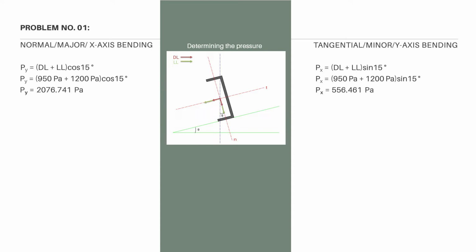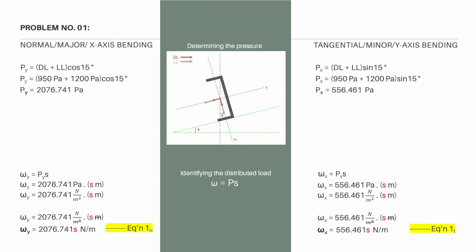Para makuha na natin yung pressure sa normal axis, total load, which is 950 Pascal plus 1,200 Pascal, multiply to the cosine of 15 degrees. So, the normal pressure is 2,076.741 Pascal. Then, for the tangential axis, total load multiply to the sine of 15 degrees. Then, the answer is 556.461 Pascal. So, na-separate na natin into the respective components yung pressure.